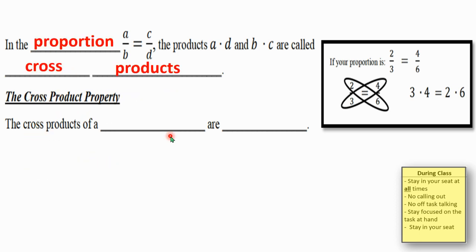In the proportion, right? So when you have a proportion, it's a fraction set equal to a fraction. The products, so multiplying A times D and B times C, are called the cross products. You can see the example over here. The cross products of a proportion are equal, which is why we can use the cross product property. So we are able to use this fact to help us set up and solve proportions.